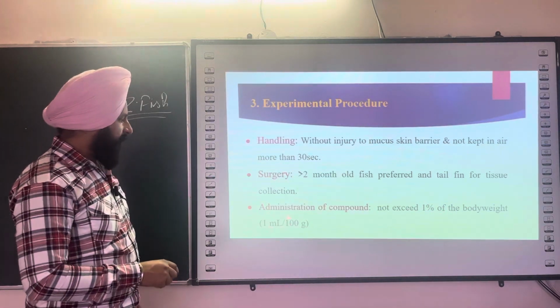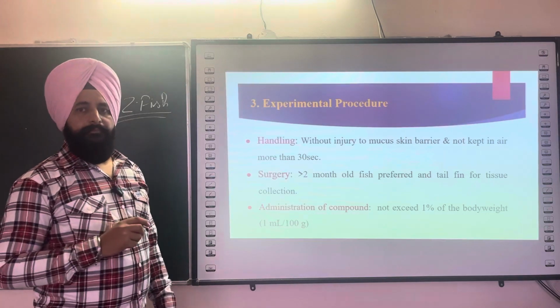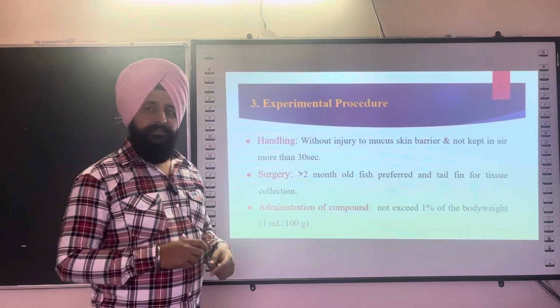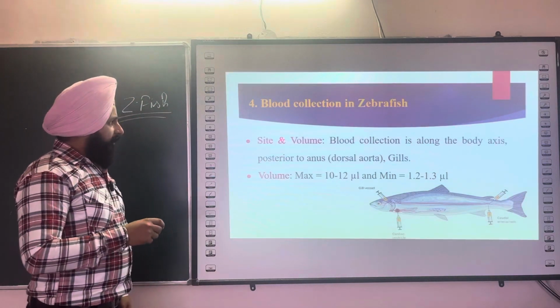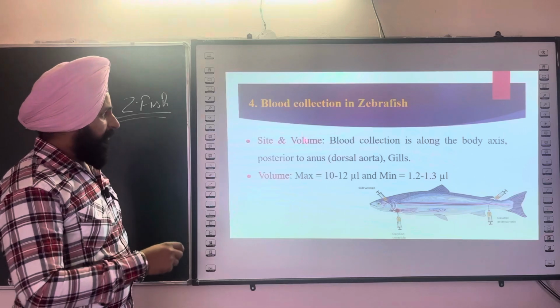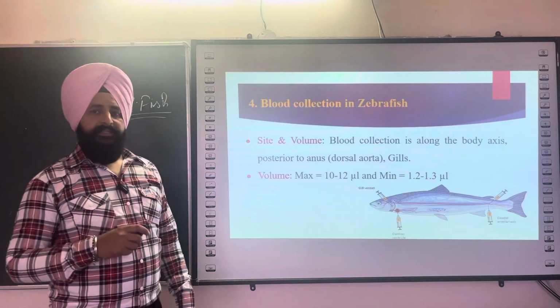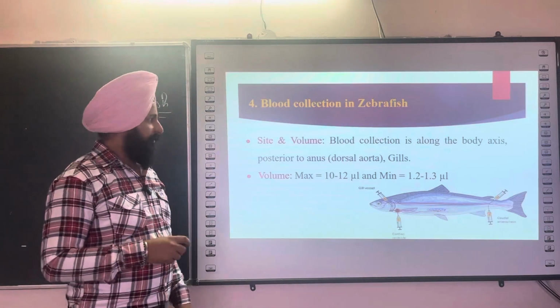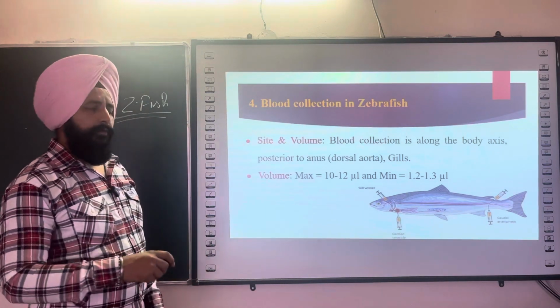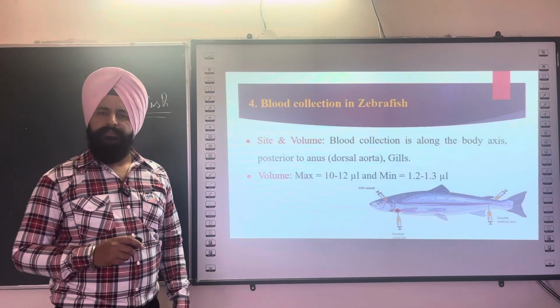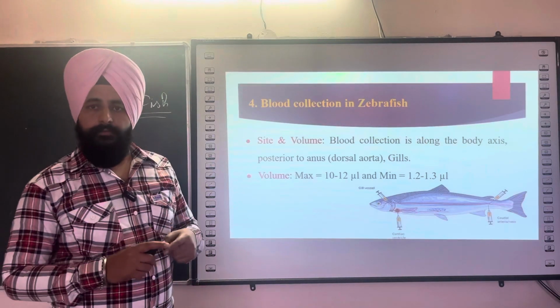It means it will be approximately 1 ml per 100 gram, because this figure is as per the guideline of the rodents. Now the important thing, which is very important for the scientists who are working on the zebrafish: what will be the site and what will be the total volume that you can take from a zebrafish, that means total blood volume.